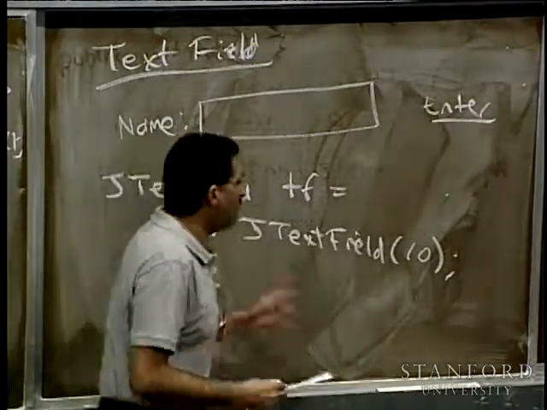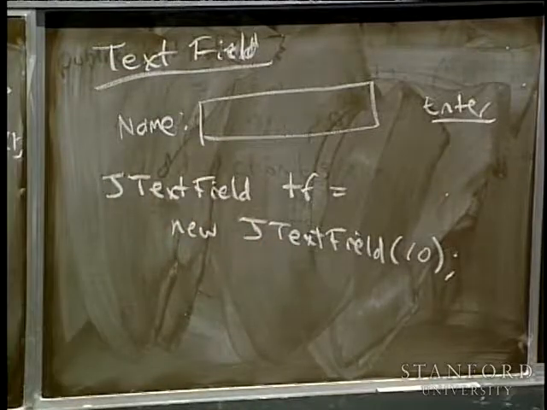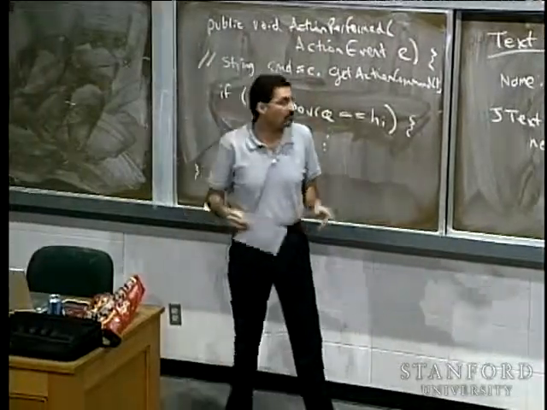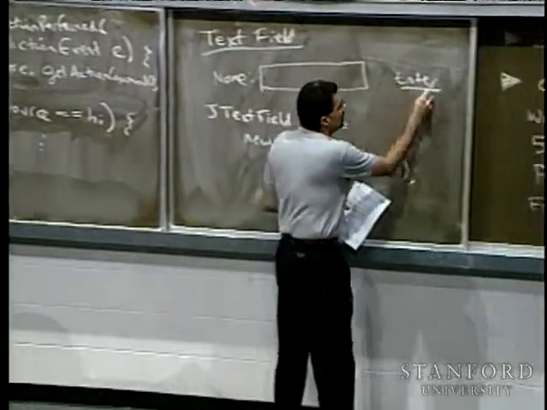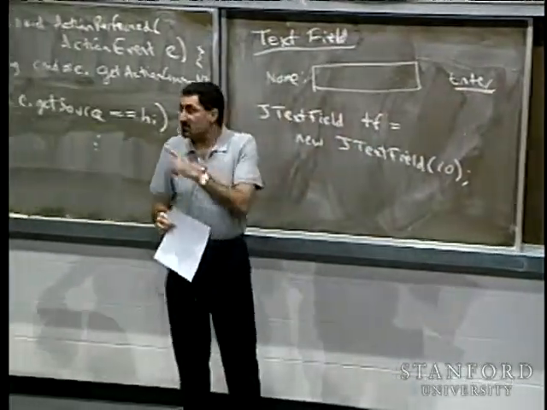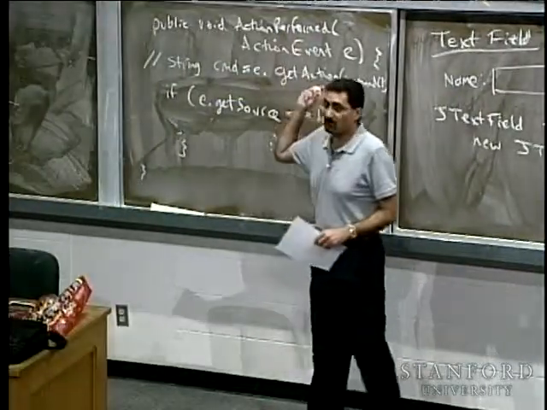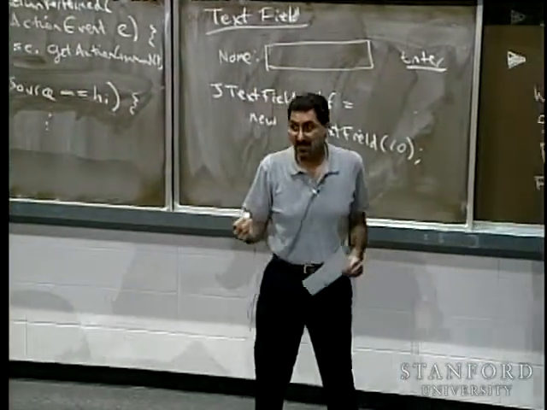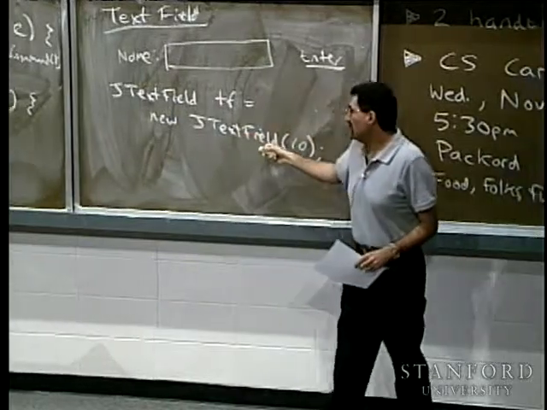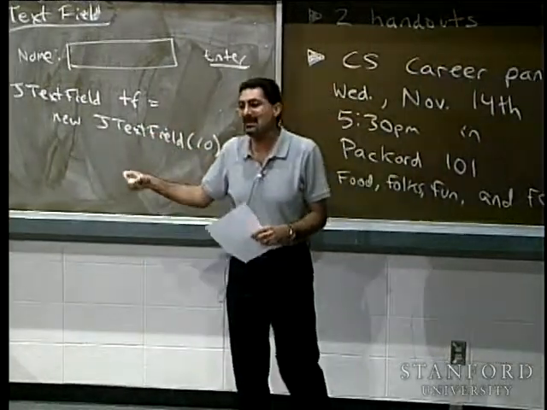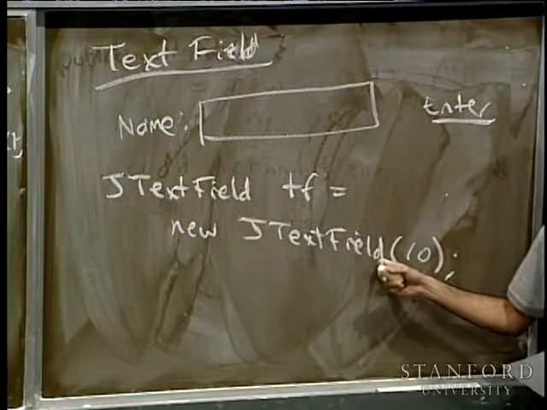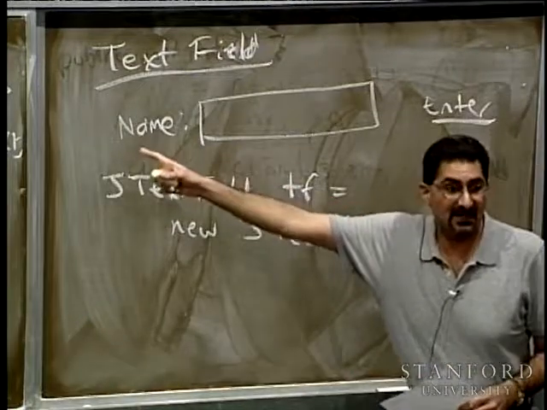Okay? Now, the funky thing about this, relative to this actionPerformed, is when the user hits enter, if I didn't do anything else, you would not actually get this call to actionPerformed, because actionPerformed is only called for you for buttons. So what you need to do is after you actually create this text field, you need to say, hey, you know what? I need to let you know about this text field as something that can generate actions.